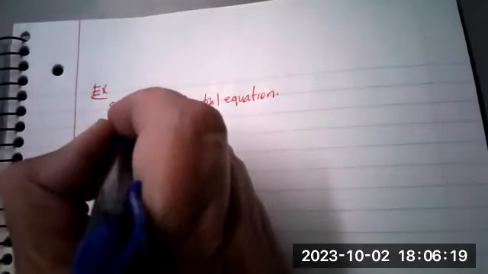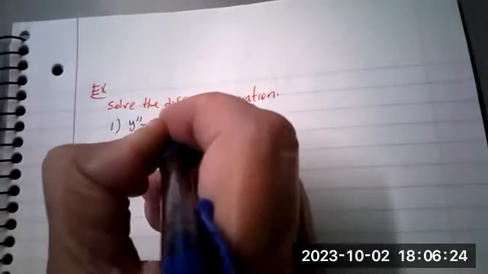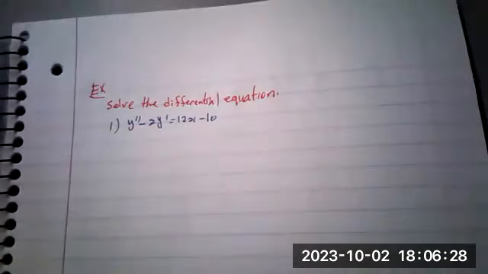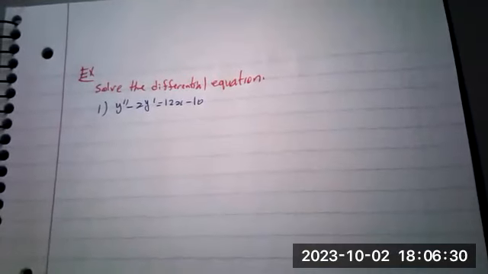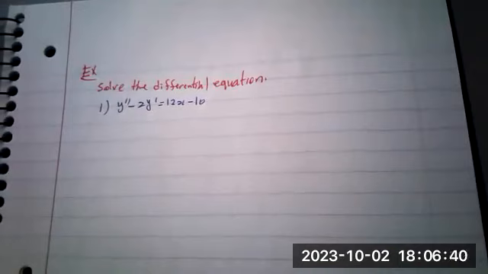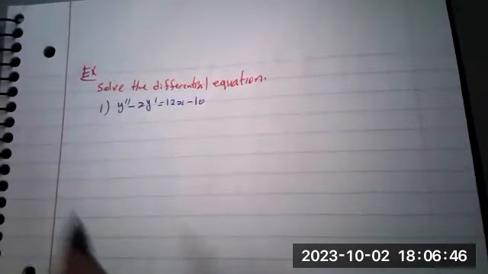Number one, give you something to warm up first. y double prime minus 2y prime equals 12x minus 10. You see the equation is non-homogeneous. So what you have to do, you have to solve the homogeneous one first. You find the yc, you come back, you find one particular solution, then yc plus yp is going to be the solution of the equation, okay? So we go for it.